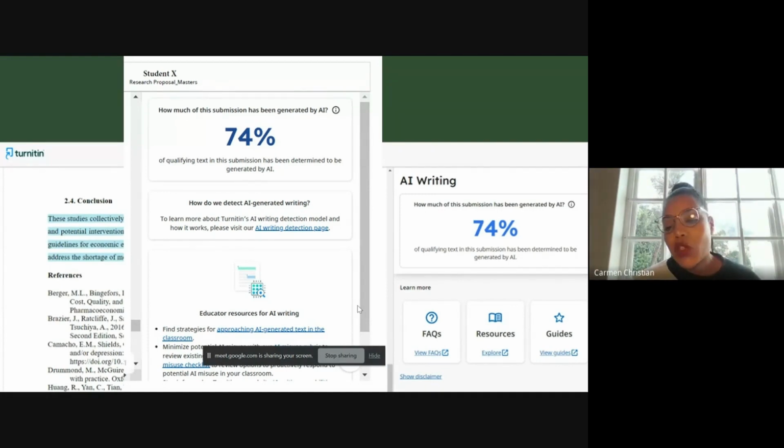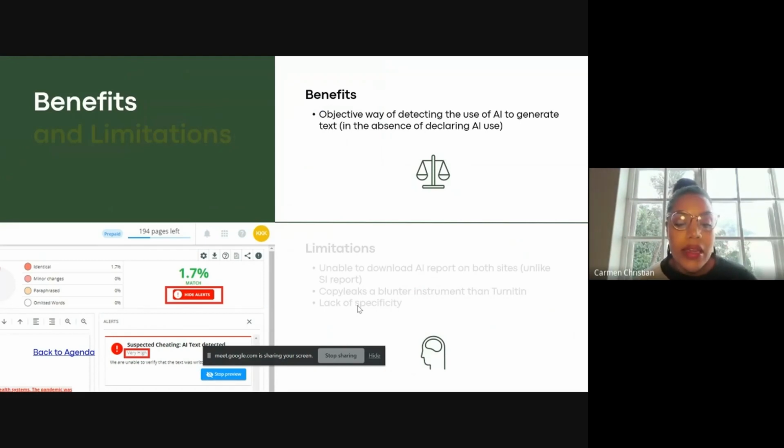And this leads me to what I think is the immediate and main benefit of having these AI detection tools. It offers us an objective approach to detect AI in the absence of the student actually declaring that they used it. Without this tool, I would never have known if student Y had actually used some form of AI system to generate the output.